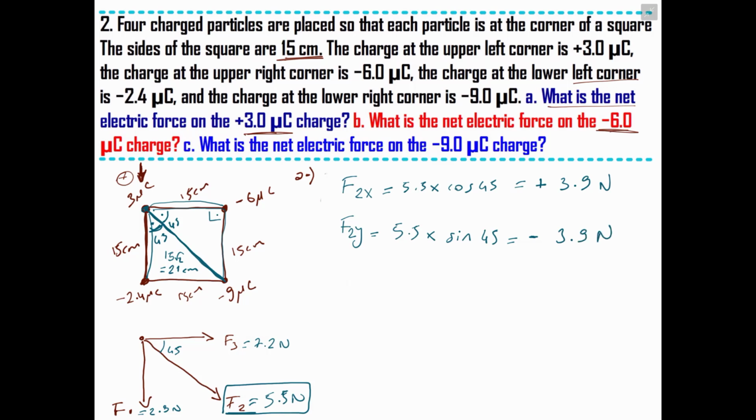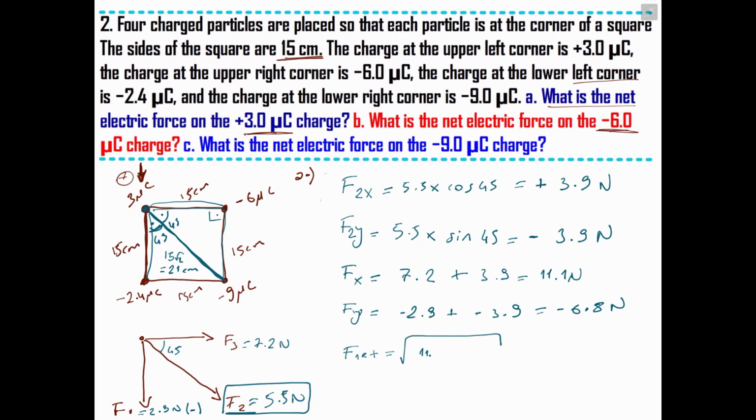And then we have to find the x component of the force and the y component of the force. For the x component, we have 7.2 plus F2x, that means 3.9. So it will be 11.1 Newton. And for the y component, F1 lies in the negative y direction, so it is negative. So negative 2.9 plus negative 3.9 is negative 6.8 Newton.